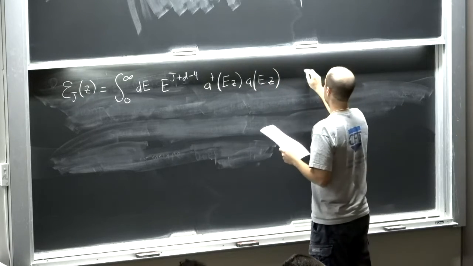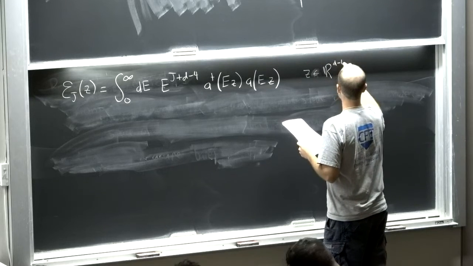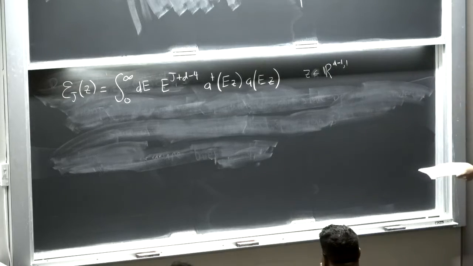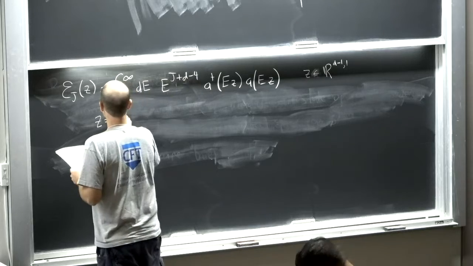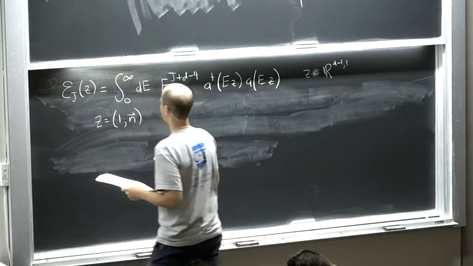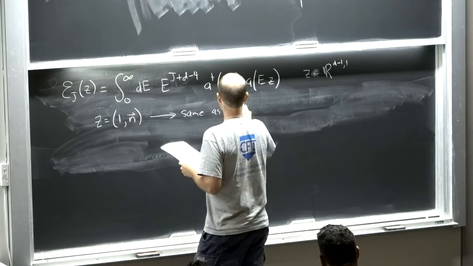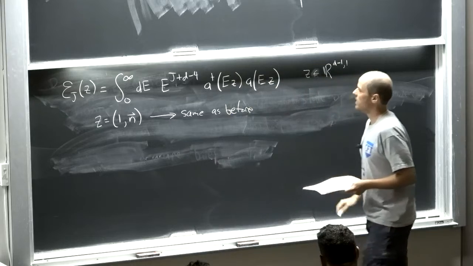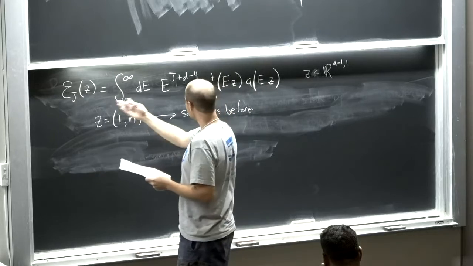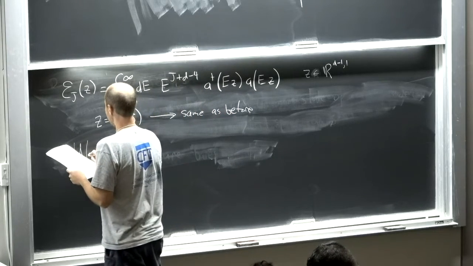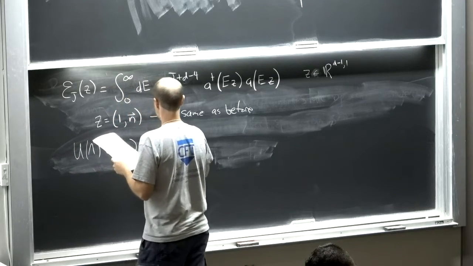Where z is a vector, a 4 vector. Okay, and if we set z equal to 1 comma little n, then this recovers the same formula as before. So this is just a different way of writing the same operator. One nice thing about writing it this way is that now its Lorentz transformation properties are completely manifest. This z just transforms linearly.